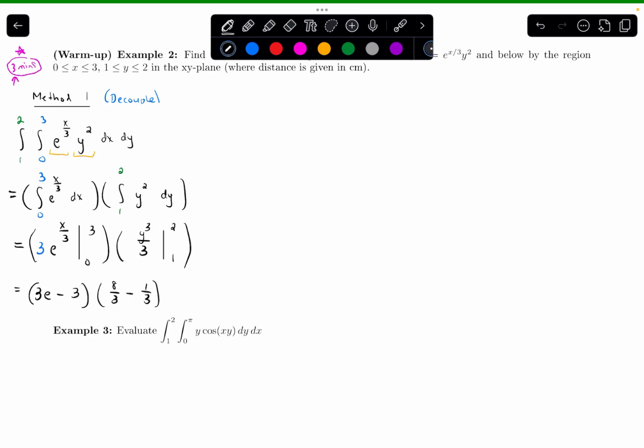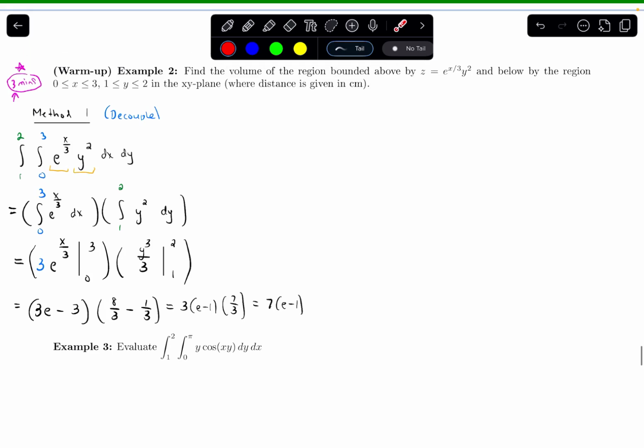Okay, so I can factor a 3 out of the first parentheses. Well, okay, how do I want to simplify? Yeah, let's factor a 3 out, and then times e minus 1. The second parentheses becomes 7/3. I can cancel the 3's and I'll get 7 times e minus 1 for my volume. And the distance it said is in centimeters, so my volume should be in centimeters cubed.